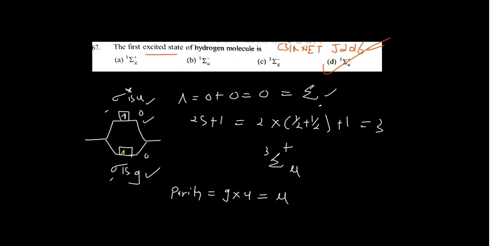Now moving to the next problem, what it says, the term symbol for the ground state of the boron molecule. So boron actually has 5 electrons. Okay, so 5 plus 5, that means you have 10 electrons. That means you have to write the electronic configuration of the 10 electrons. So how do you write the electronic configuration?